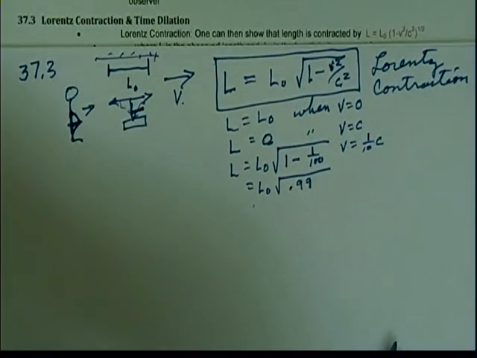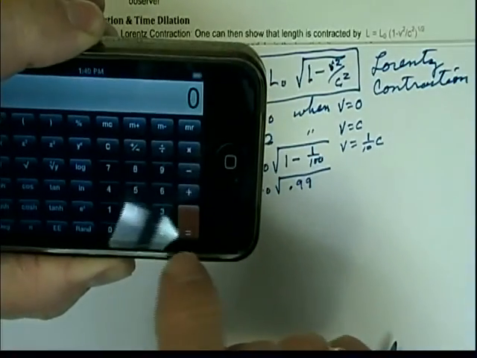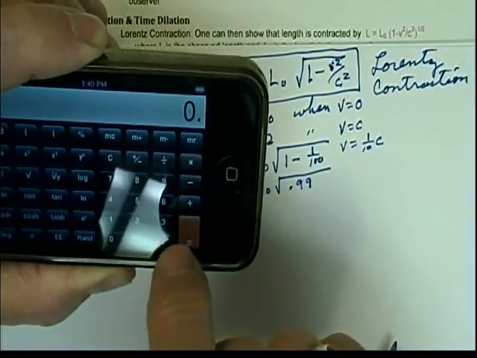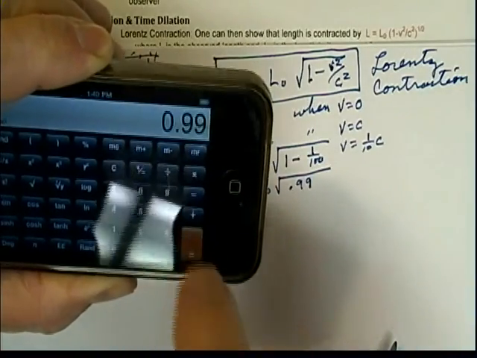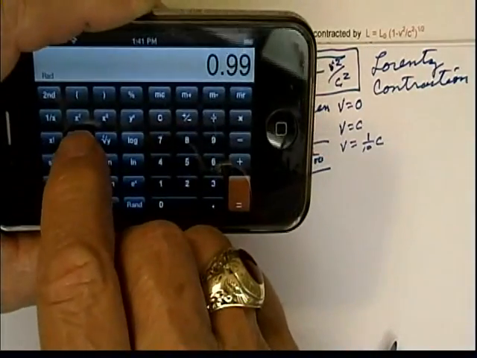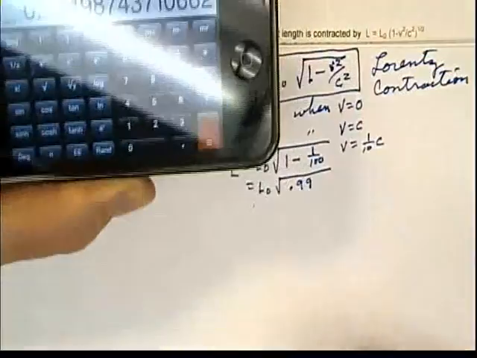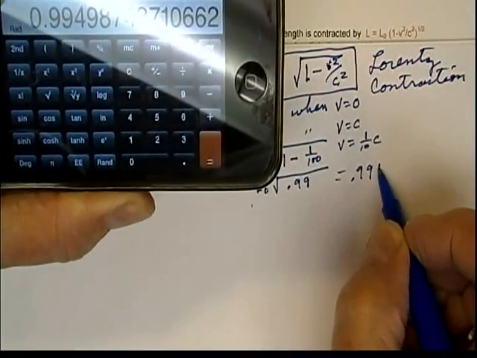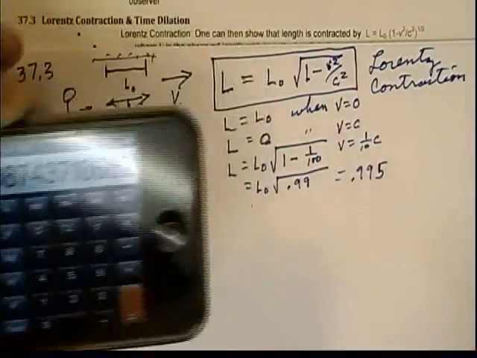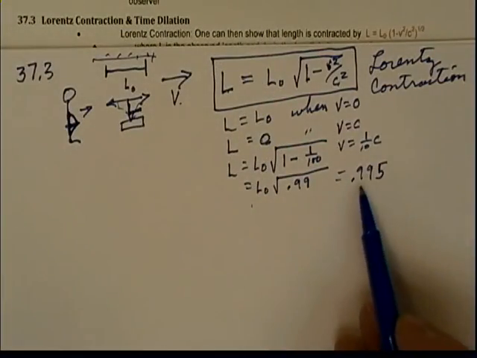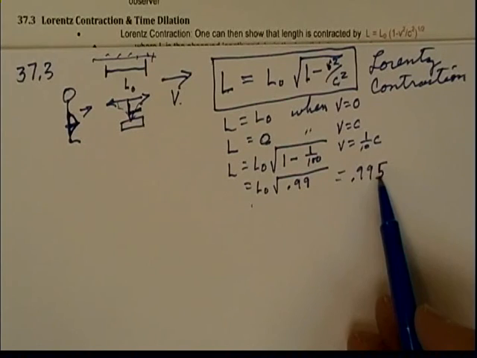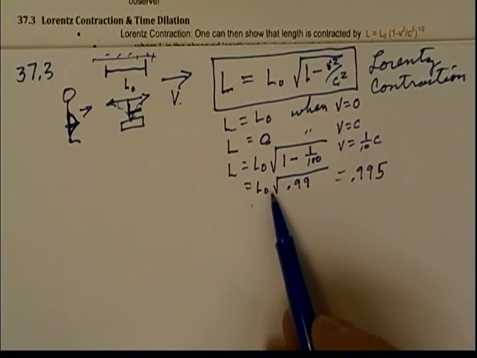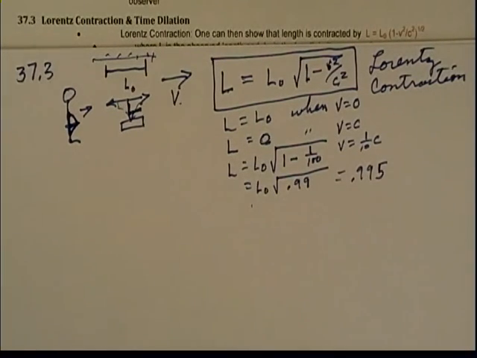And so we take our calculator and we take 0.99 and go over here and take its square root, and we get 0.995. Well, this is within 5 parts in 1,000 of the same length. So this is very minuscule. That's a very small change.